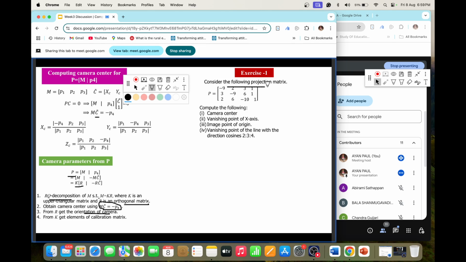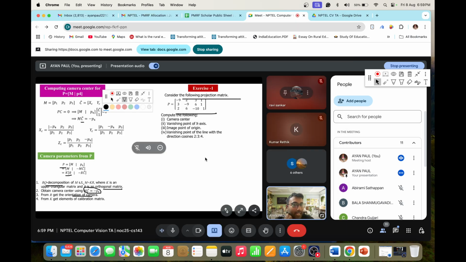So consider the following projection matrix. So this is the projection matrix that has been given to us. We have been told to compute first the camera center, second the vanishing point of the x-axis, third the image point of the origin, and fourth the vanishing point of the line with the direction cosine 2:3:4. Now can anyone say how can we compute the camera center?